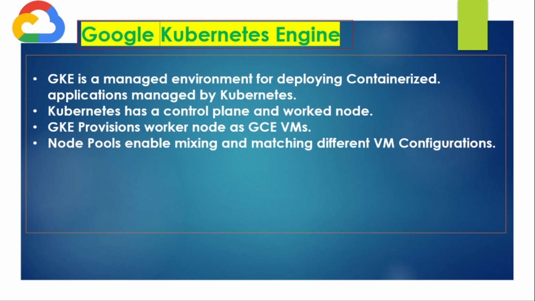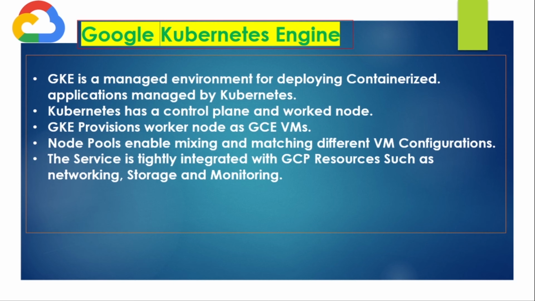What is unique about GKE is the concept of node pool. So what is a node pool? A node pool is a collection of homogeneous VMs that delivers either high memory, high storage throughput, or high CPU involvement. The service is tightly integrated with GCP resources such as networking, storage, and monitoring.